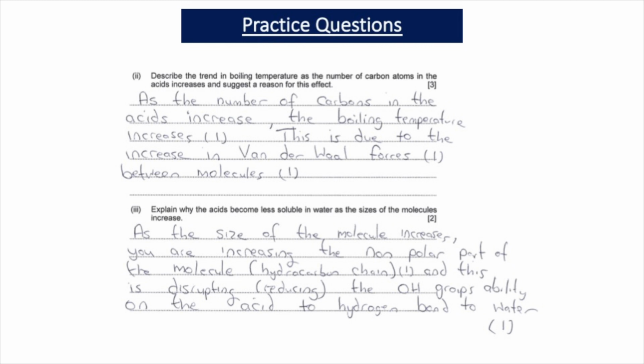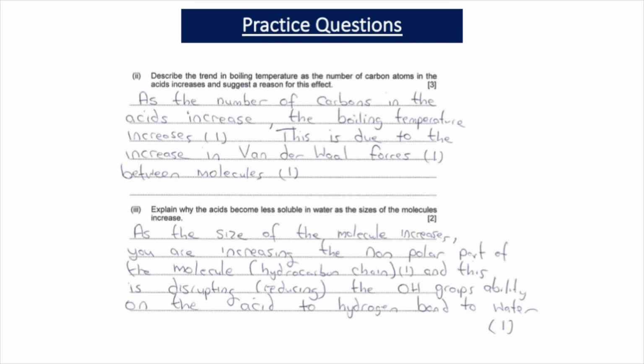So to get the 3 marks, you get 1 mark if you said that as you increase the number of carbons in the chain, the boiling temperature increases. You get the 2nd mark if you said this is due to the increase in van der Waals forces. And the 3rd mark is if you said that the van der Waals forces are between molecules. So that gets you 3 marks in total.